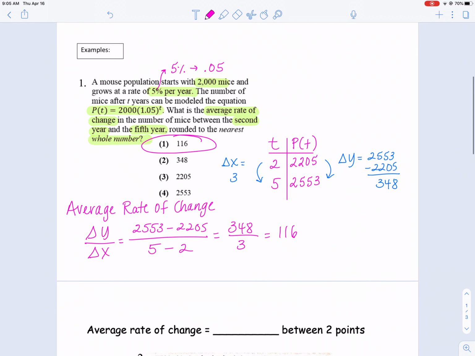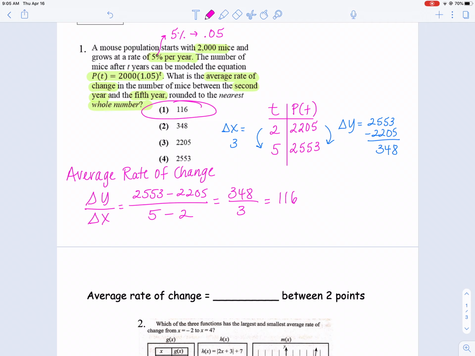So all you really need to know is that the average rate of change is the slope between 2 points. So I don't know how many of you remember, but change of y over change of x, we used to write like this, y2 minus y1 over x2 minus x1.